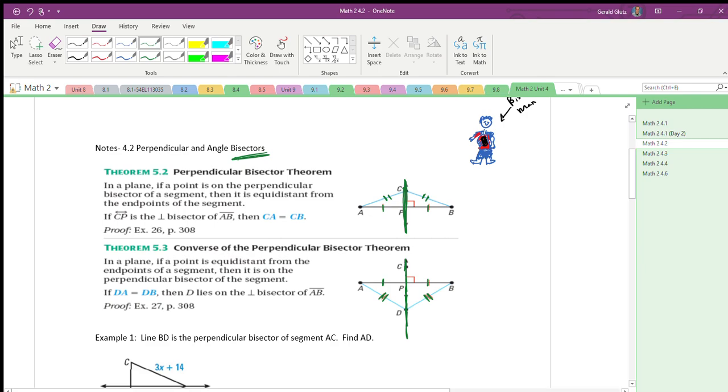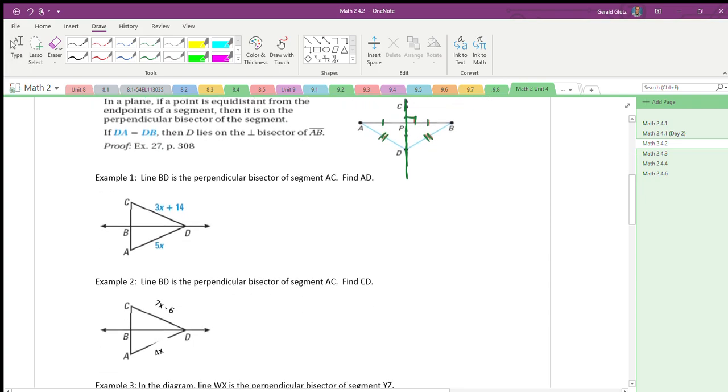If it's a perpendicular bisector, when two lines cross and they're perpendicular, that means they form 90-degree angles. So that's what perpendicular means. And bisector means it goes right down the middle. So when it cuts through it, it'll create two congruent lines.